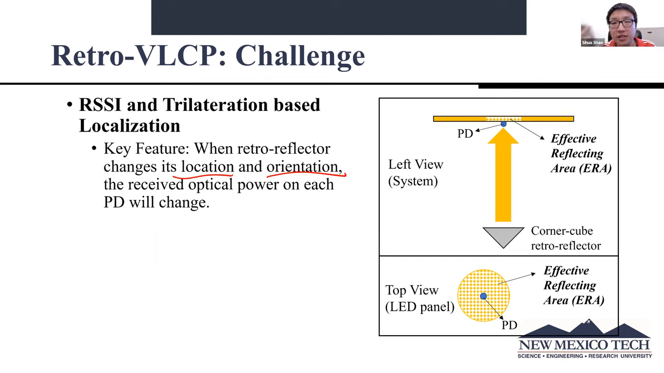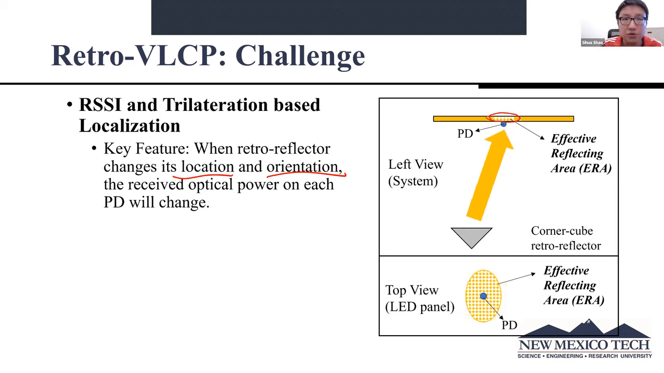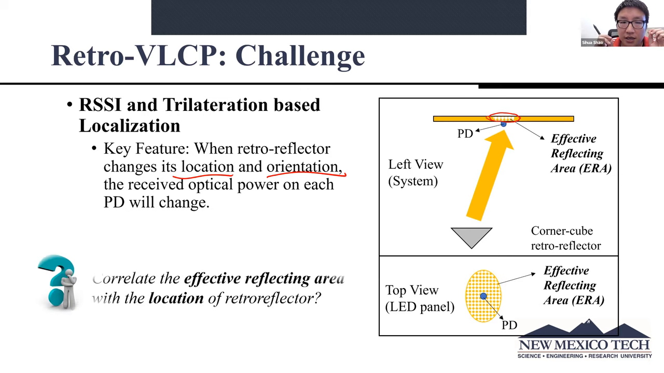The reason it changes is that the area from which light will be reflected back, we call it the effective reflecting area. The light emitted from this reflecting area will finally be reflected back to the photodiode. The interesting part is that when you change the corner cube retroreflector location, the effective reflecting area will also change. So the question becomes how we correlate the effective reflecting area with the location of the retroreflector.